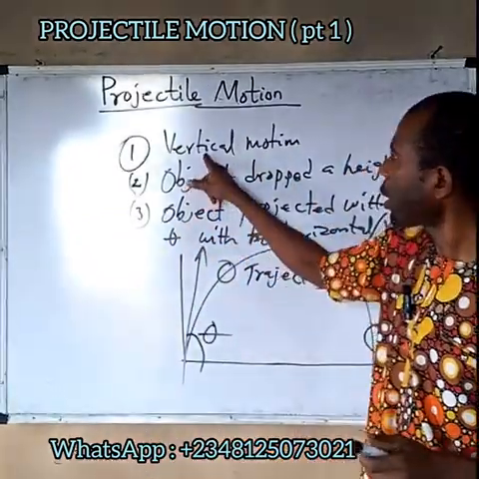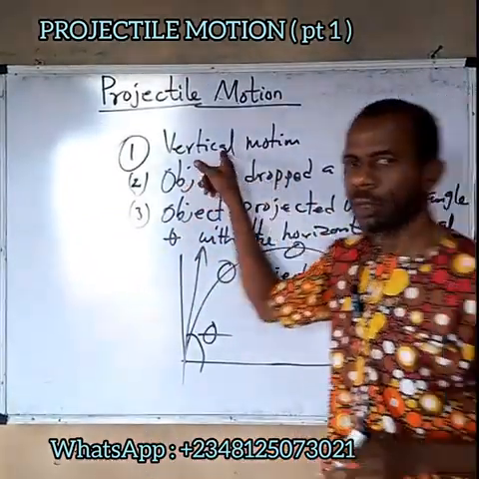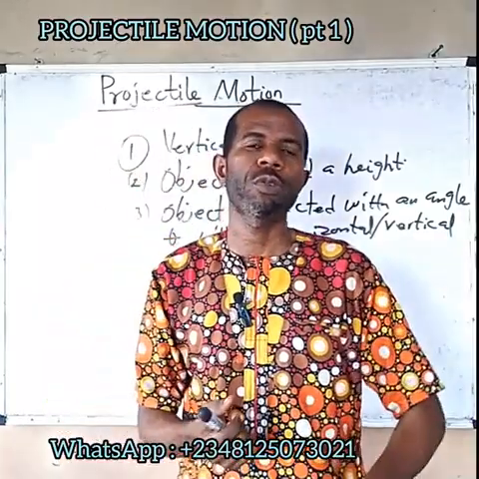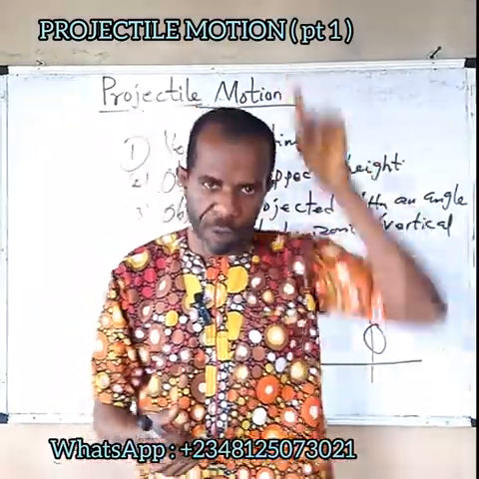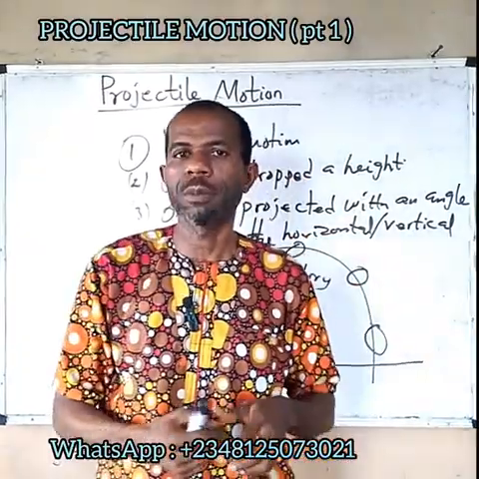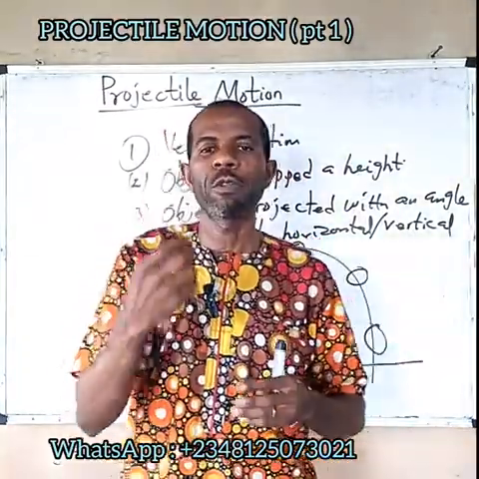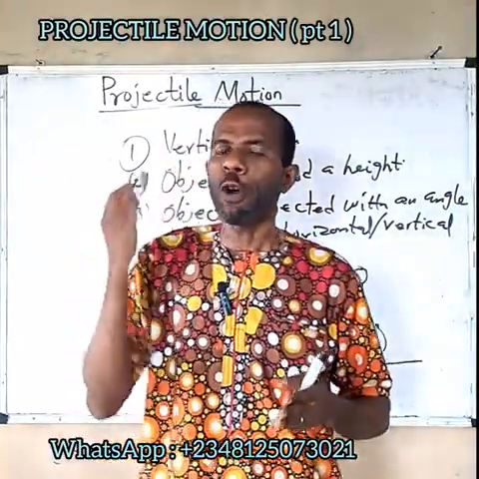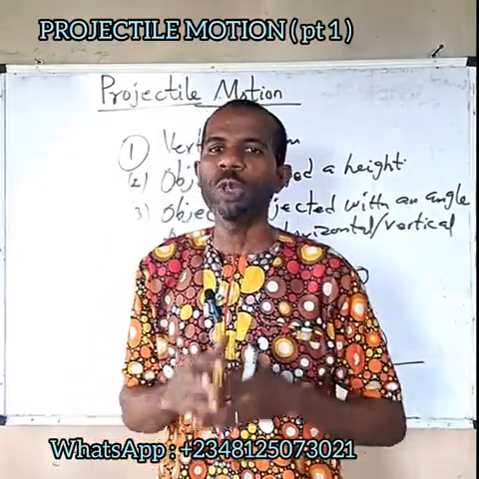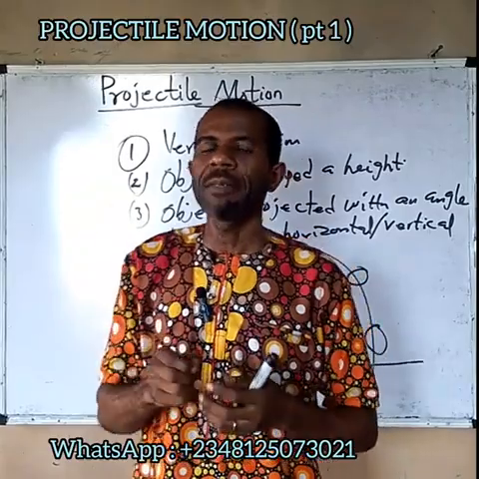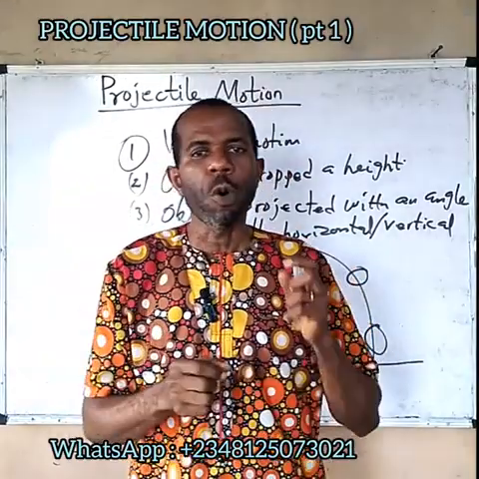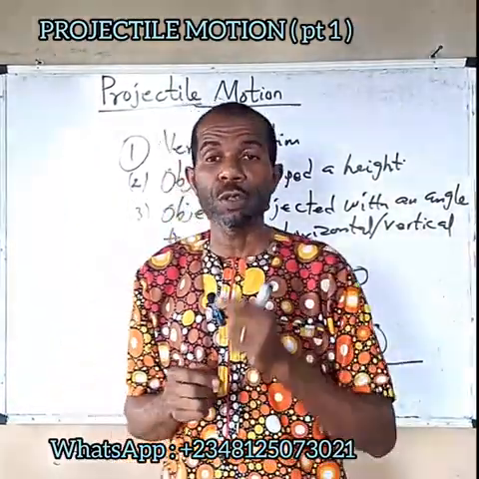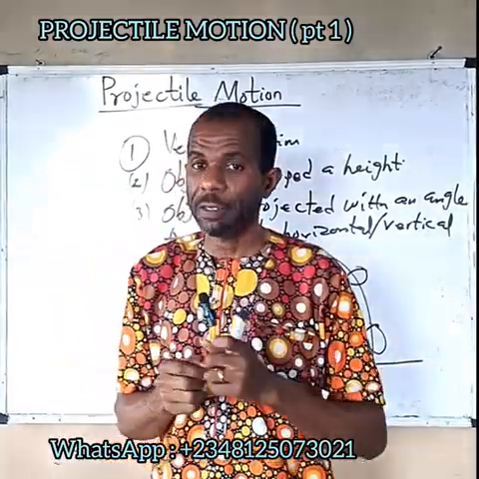Now, we want to consider this projectile motion. Let's first of all look at this vertical motion. That means an object thrown to the air. When an object is taken to a height, it will fall back down to where it was projected from. As it's going up, we are moving against gravity. Then the object that is thrown up will fall down with an acceleration equal to 10 meters per second squared, or 9.8 meters per second squared. This acceleration is known as acceleration due to gravity.